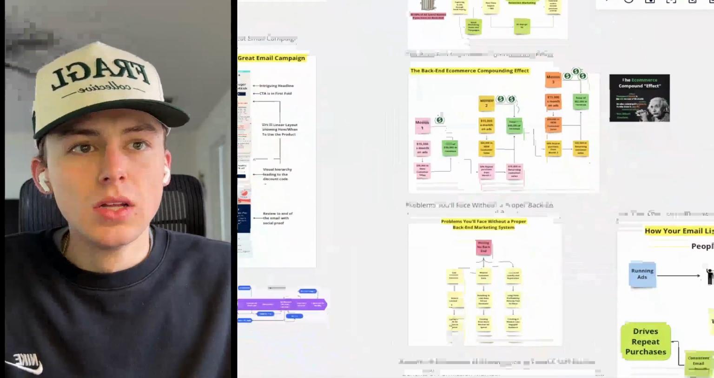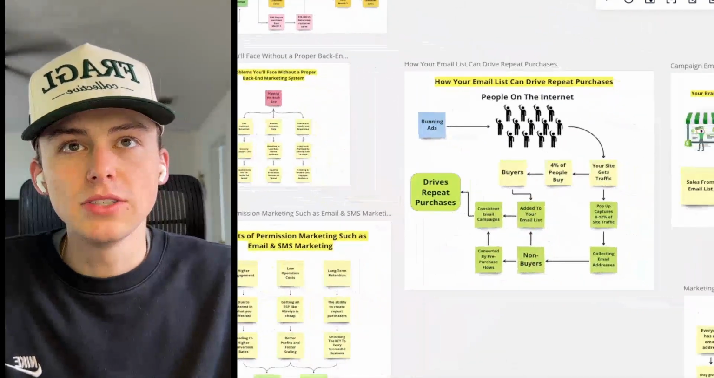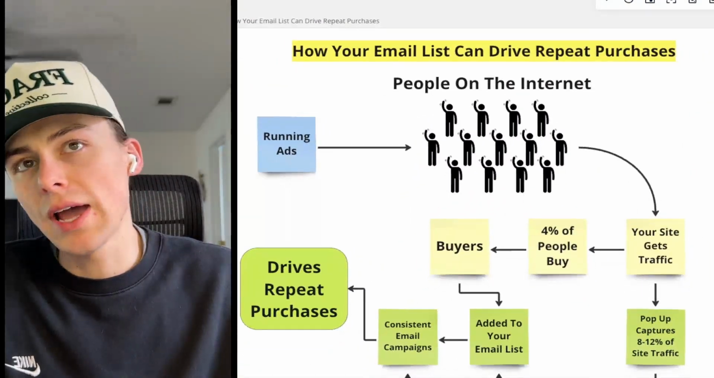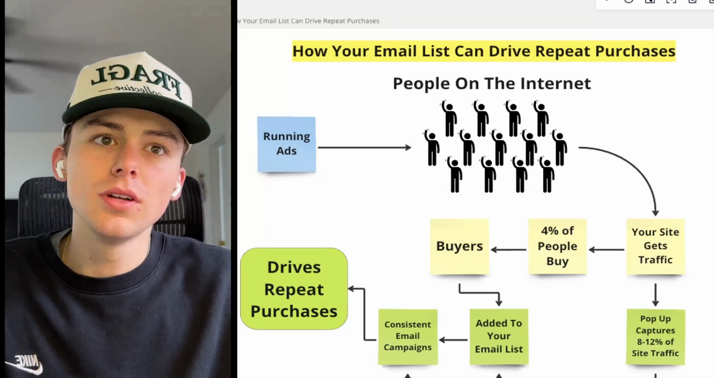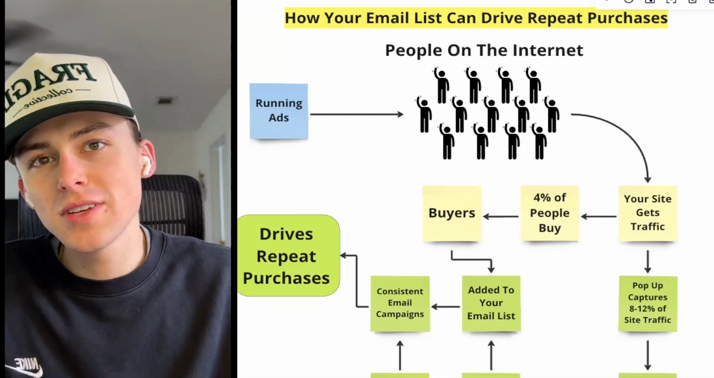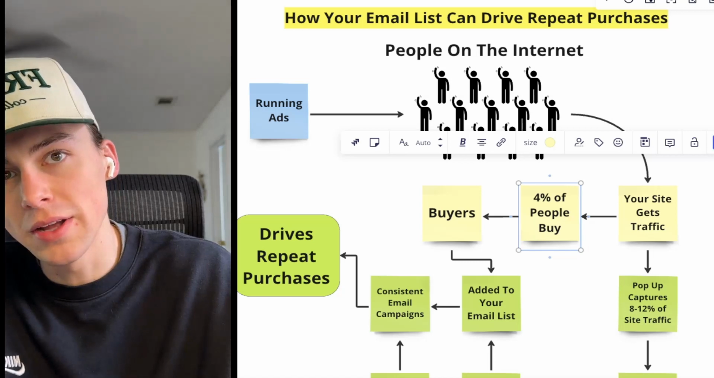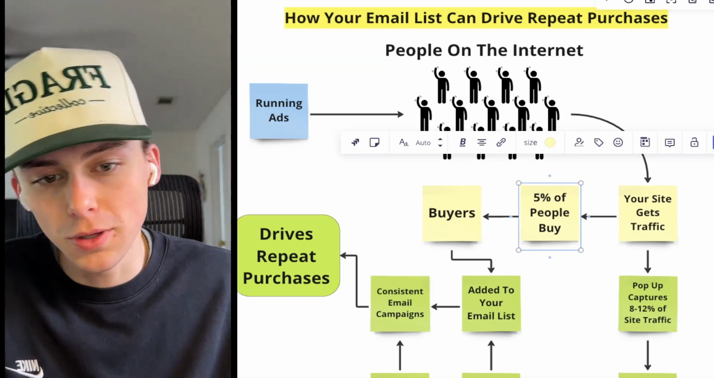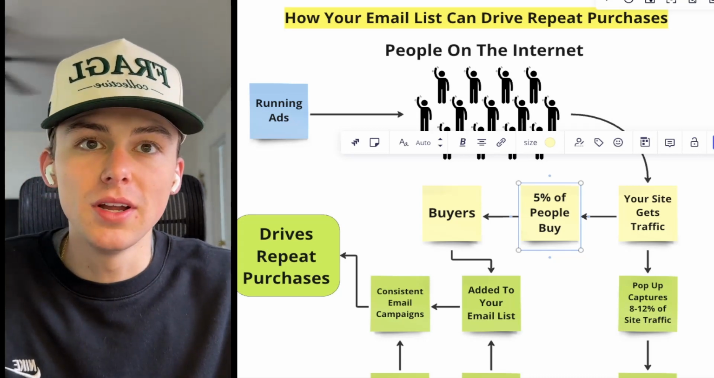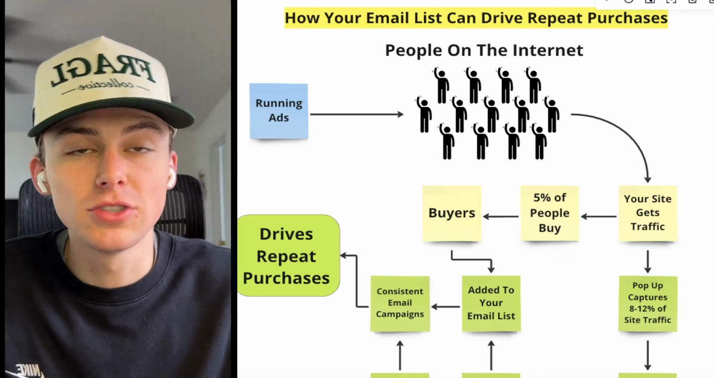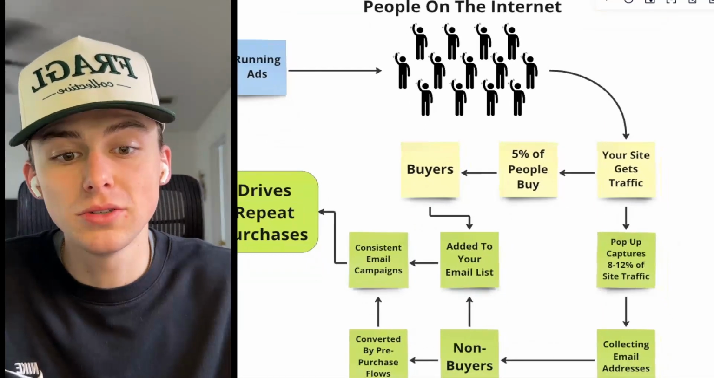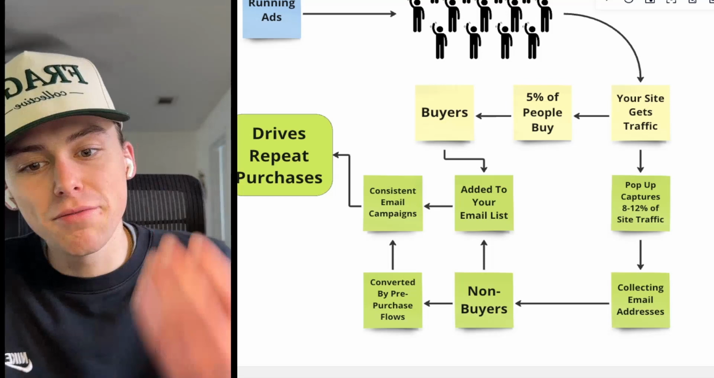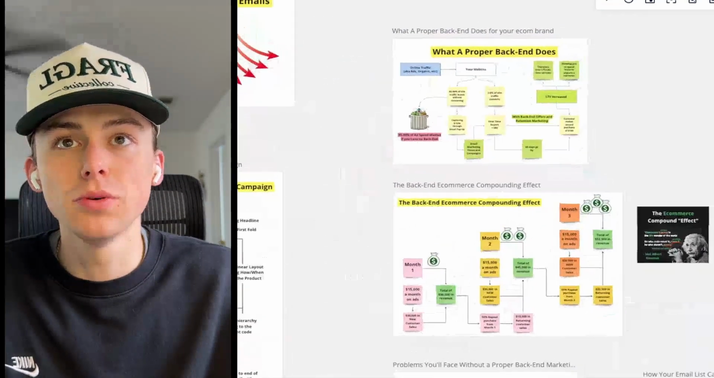Well, let me show you an example here of how we're actually driving repeat purchases with your email list. As you see, you're running ads to all these people on the internet. They get to your site. If you're in the top 10% of Shopify brands, the top 10% of site conversion rates, you're going to have 5.2 people buy on your website. So those buyers are going to be added to your email list. Then there are the people who didn't buy, the other 95% of the people that you otherwise would be wasting.